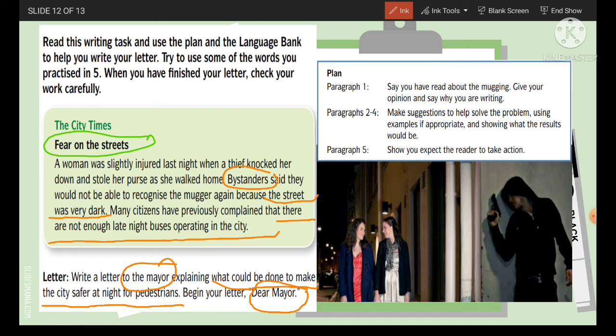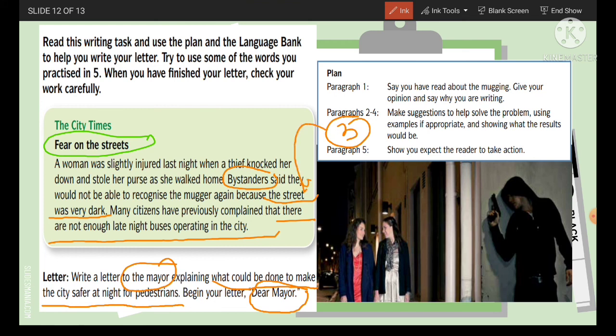Paragraph 1. Say you have read about the mugging. Okay, mugging is what you call that? Peragut. Give your opinion and say why you are writing. Paragraph 2, 3 and 4 is referring to your suggestion.